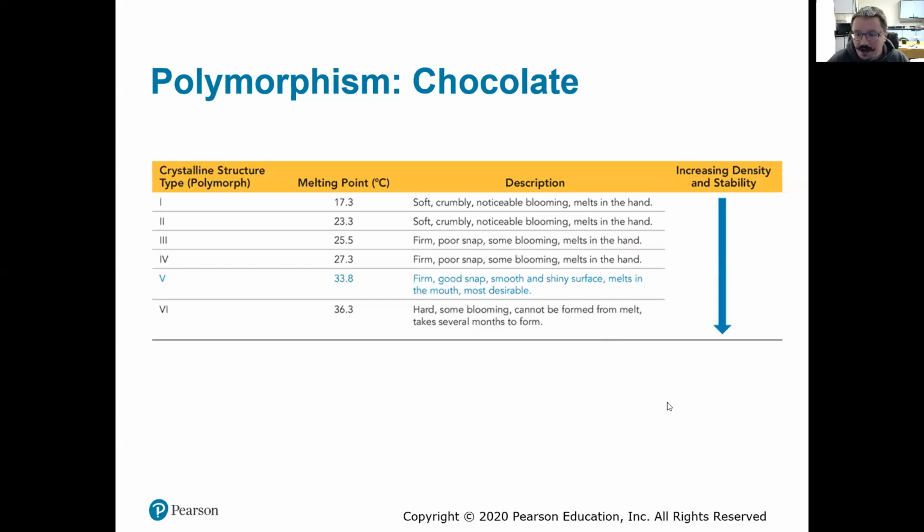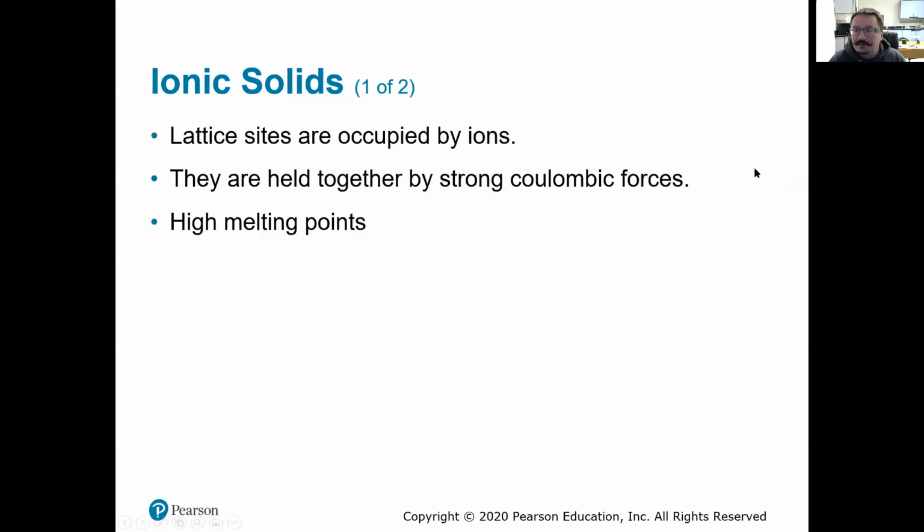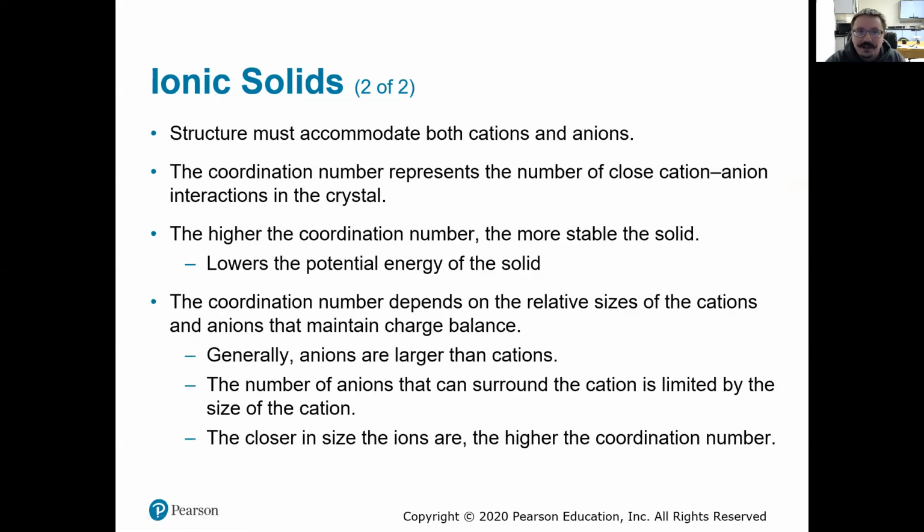Next is ionic. So just like it sounds, in ionics, the lattice sites are occupied by ions, so positively charged cations or negatively charged anions. So these are much stronger attractive forces because we're looking at a complete total negative charge or positive charge, and that electrostatic interaction is much greater. So ionic solids are going to have very high melting points.